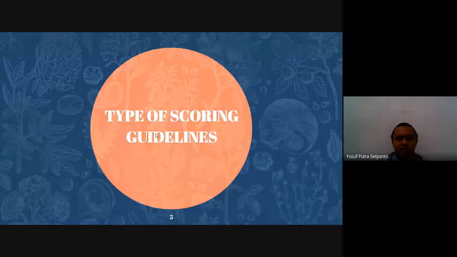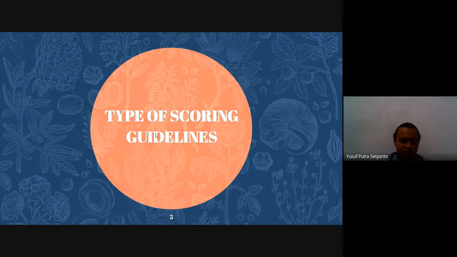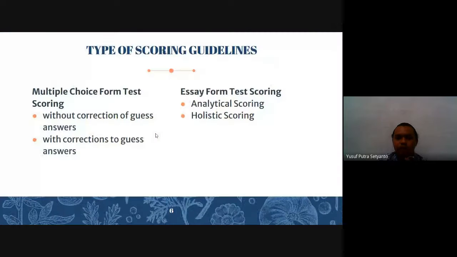Okay, next I will explain about the types of scoring guidelines. We know that there are two types of tests, which are multiple choice and essay. The types of scoring guideline in multiple choice are of two types: the first one is without correction of guess answer, and the second is with correction of guess answer. And also for the essay, there are two: analytical scoring and holistic scoring. I will explain one by one.